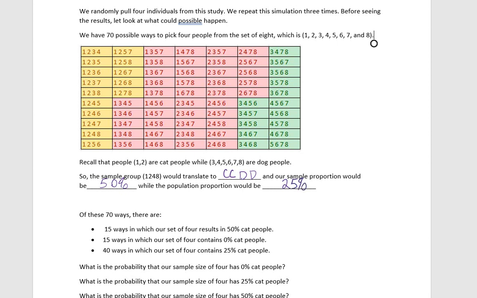So of all the 70 different ways there are to pull a sample, 15 of them are going to result in 50% cat people. Okay, so these yellow ones right here, these 15 are going to result in 50% cat people. Okay, so we have 15 out of 70. 15 ways in which our set of 4 contains no cat people, so that would be these green over here.